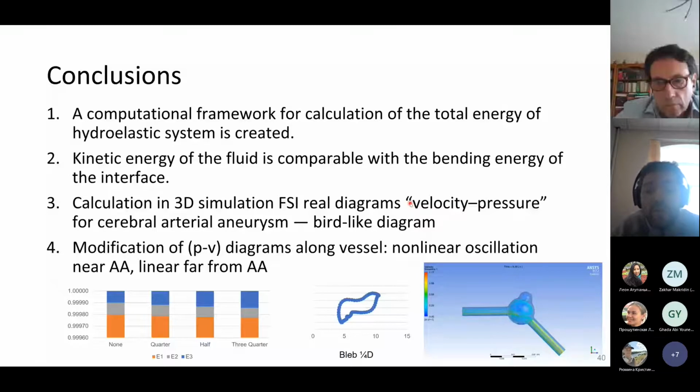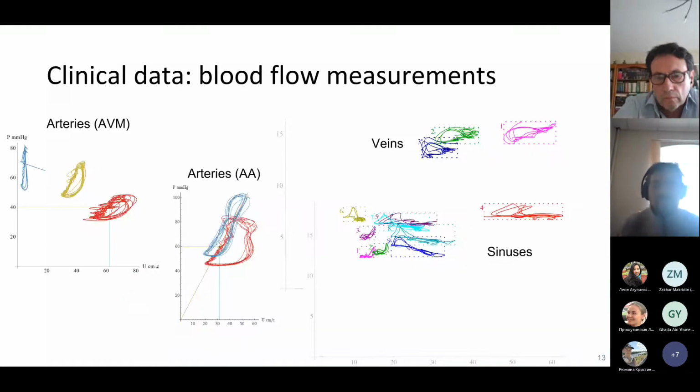Well, could you please show the diagrams. Yeah, sure. The slide with diagrams, arteries and veins. Just a moment. Here it is. So in arteries, we have counterclockwise. So velocity increases and then pressure increases. So we have pushing blood into the vessel, and then it causes an increase of the pressure. Yes. I see. And in veins, it's clockwise. Clockwise. So pressure increases first.